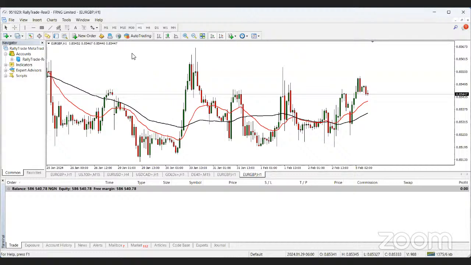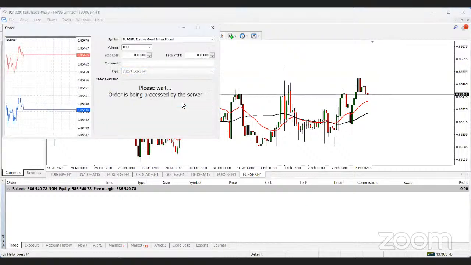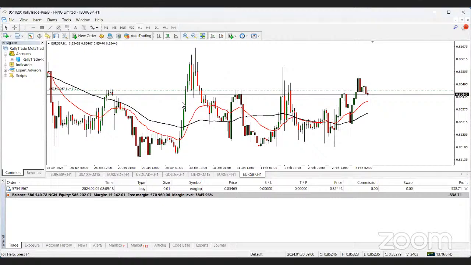Now, two options here. What do we do? Shall we buy directly or shall we do a pending order? Yes, we can buy directly. Option one, I'm going to click on buy directly. Buy. Then option two is to also use buy limit.